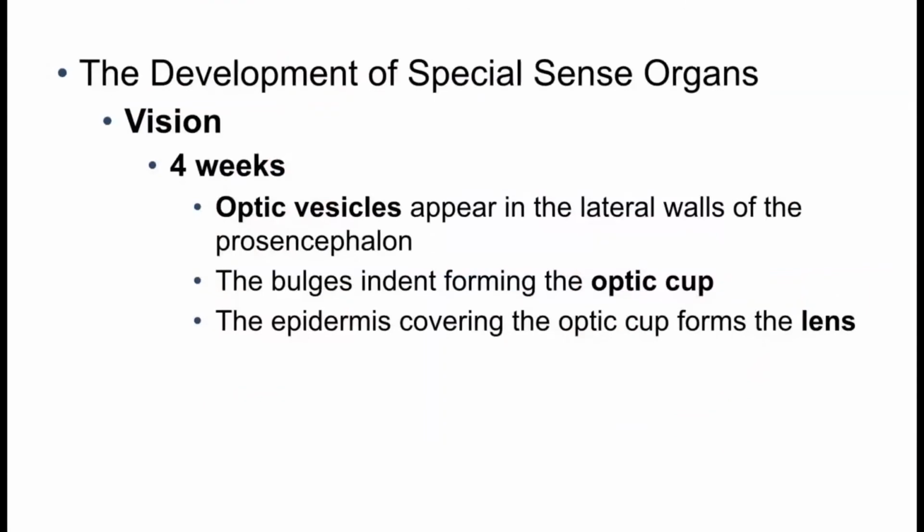Okay. Vision, how your eyes develop at 4 weeks. Your optic vesicles, then your optic nerve, is cranial nerve number 2. Okay, you have the optic chiasm, so that means your right eye information goes to the left side of your brain. Your left eye information coming in goes to the right side of your brain, because those nerves cross at the optic chiasm.